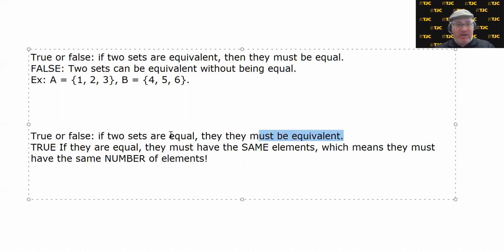So from this, we can say the following. Well, we've already said it. If two sets are equal, then they must be equivalent. That is true. This one, not so true. Best way to keep them sorted out is to have a counterexample to the one that's false. These two sets are equivalent but not equal. Therefore, being equivalent doesn't guarantee being equal, but being equal guarantees being equivalent.